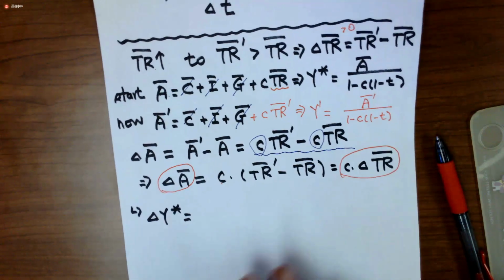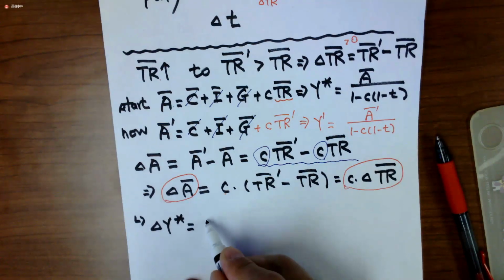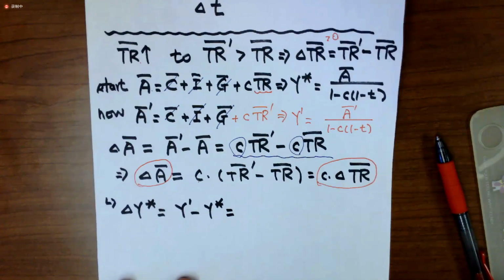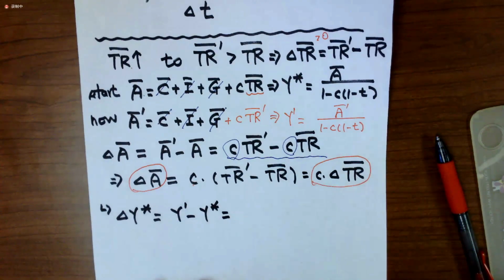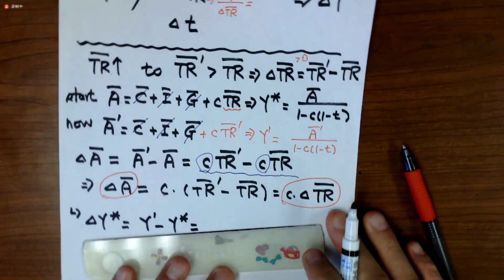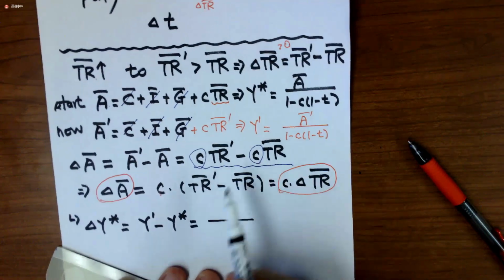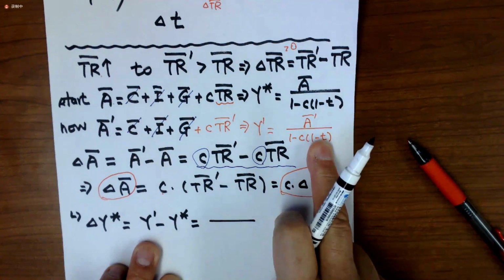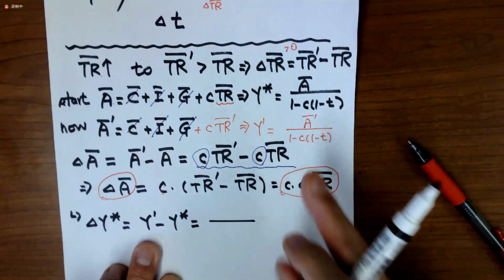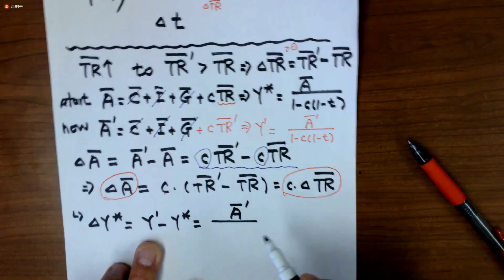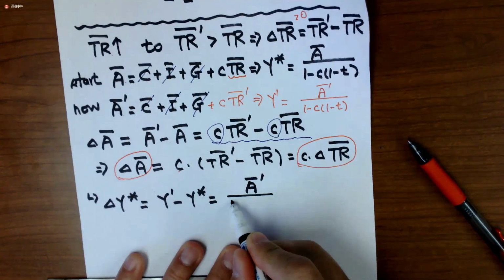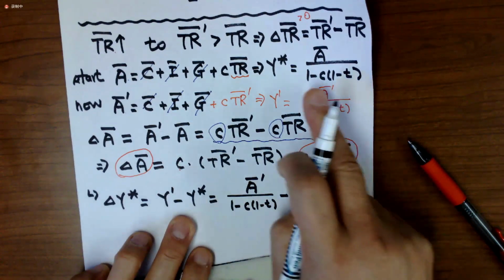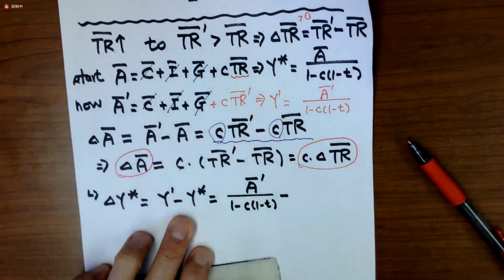By definition, once again, this is Y prime minus Y star, the change in equilibrium output. Do I have the expression for the new equilibrium output? Do I have Y prime? Yes. Good. So A bar prime over 1 minus C, 1 minus T. Do I have the expression for the original equilibrium output, Y star? Yes.